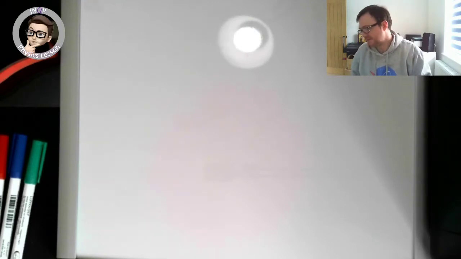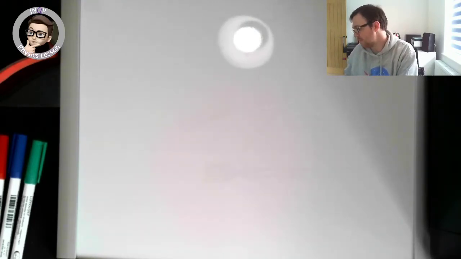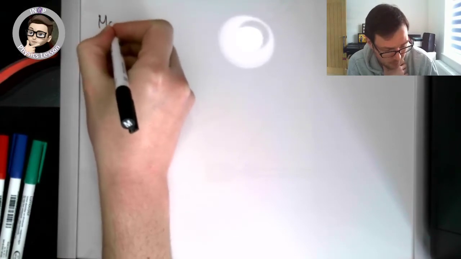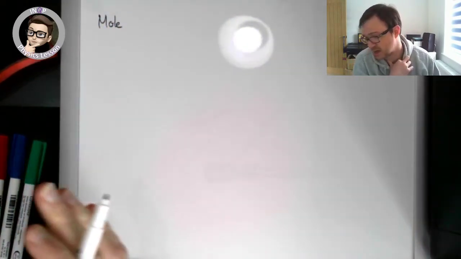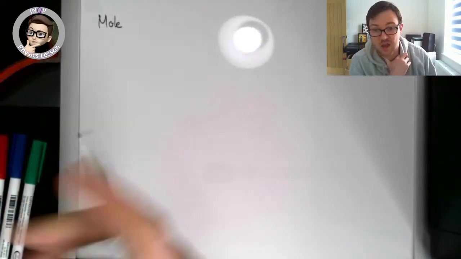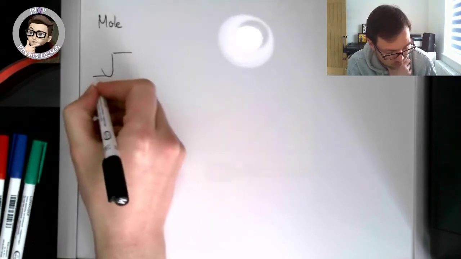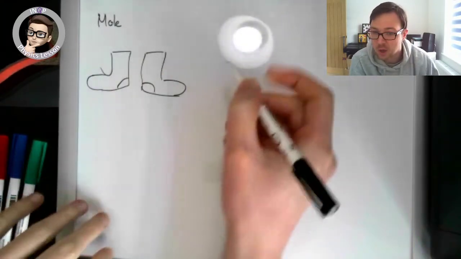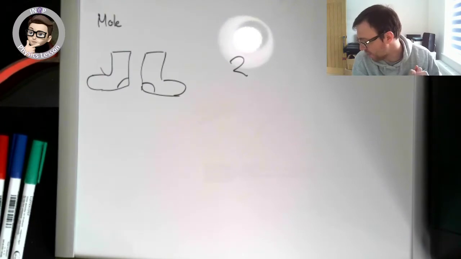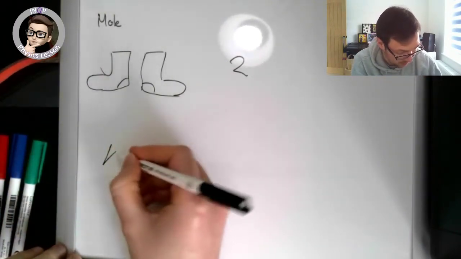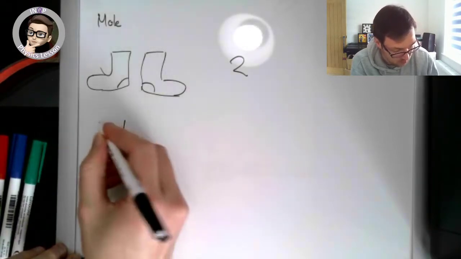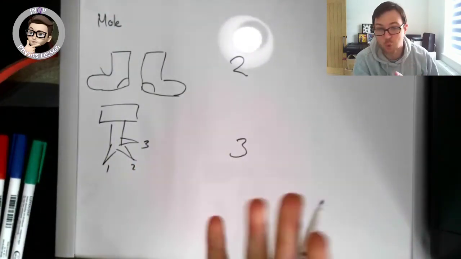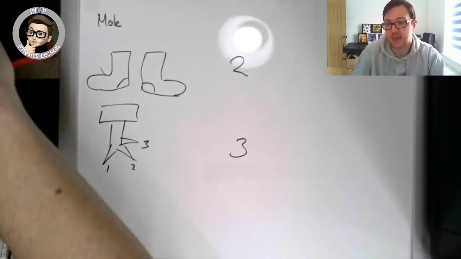Okay, so let's first of all start by talking about what a mole is. Now, in the lesson, I said to you there was an idea that a mole, M-O-L-E, is not the furry creature that you see coming up from the ground, but is instead just a number. So we could have a pair of socks, and obviously, a pair of socks is two. We could have a trio of legs on a tripod, and obviously, a trio is one, two, three. You could have a quartet, which is four people playing their musical instruments together.